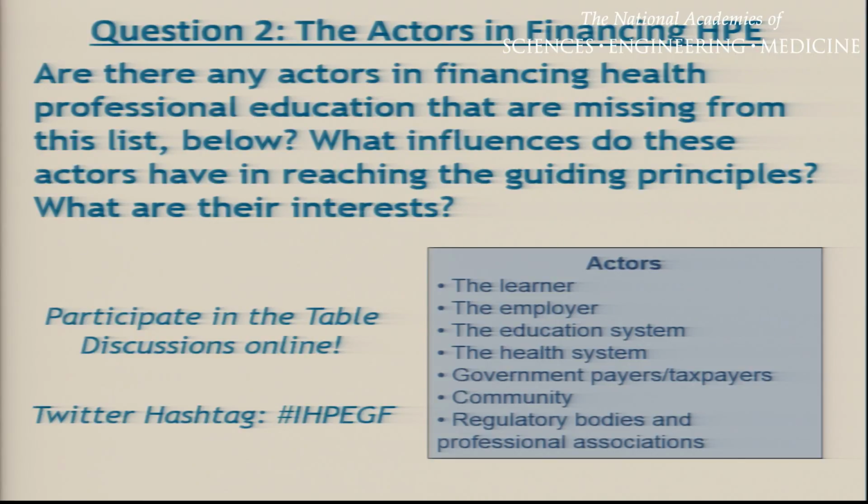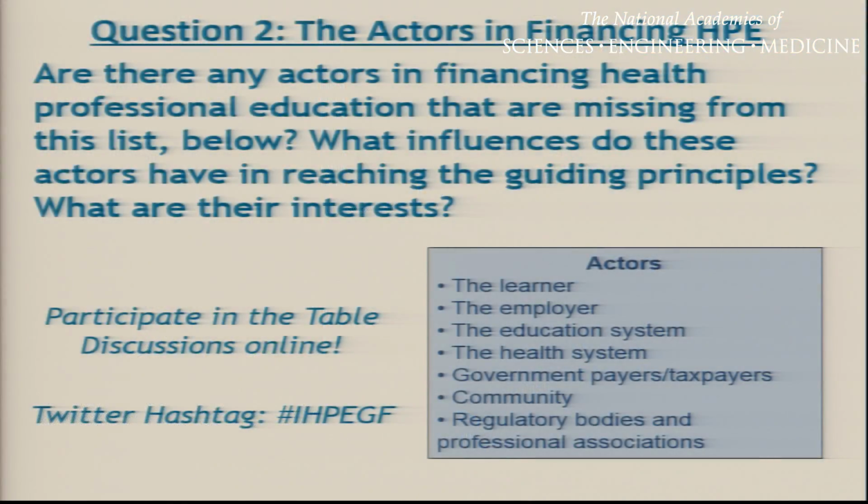So this is the list that we came up with. This was in your one pager. Those would be the learners, the employers, the education system, the health system, the government, taxpayers, and there may be a distinction between those, communities, regulatory bodies, and the professional associations as we move forward. We'd like you to think about that list, make points of emphasis as you did just now, but also any you would add to the list. And you've got 7 minutes to do that in your groups. Thank you.